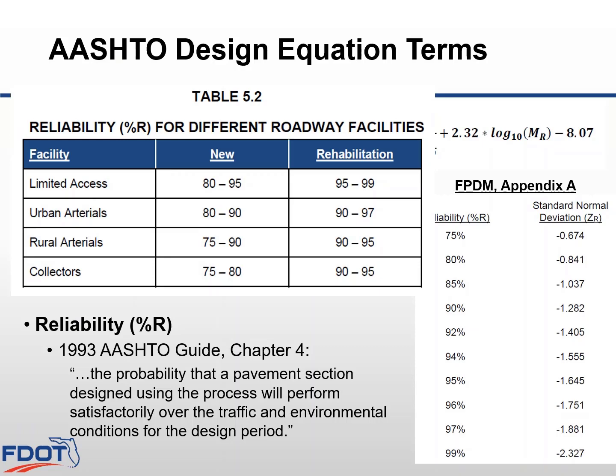The Flexible Pavement Design Manual provides Table 5.2, which gives us a range of suggested reliabilities based on roadway facility type, and also whether it's new construction or rehabilitation. For our example calculation, since we have new construction of a rural arterial roadway, let's use a reliability of 90%. Looking in Appendix A of the Flexible Manual, we see a reliability of 90% corresponds to a standard normal deviate value of negative 1.282.